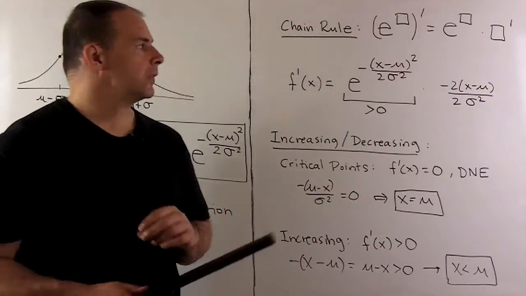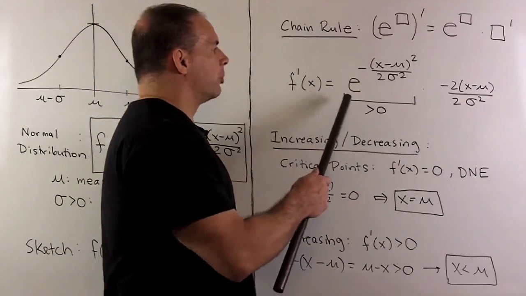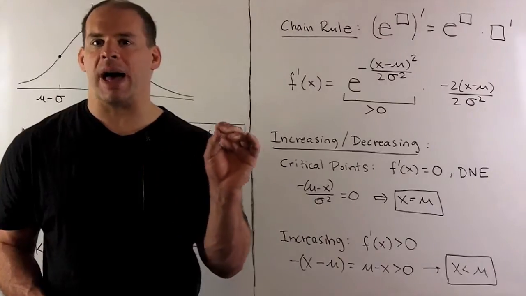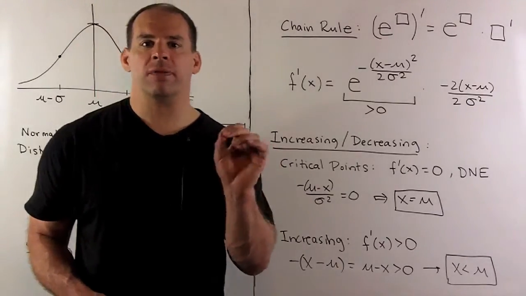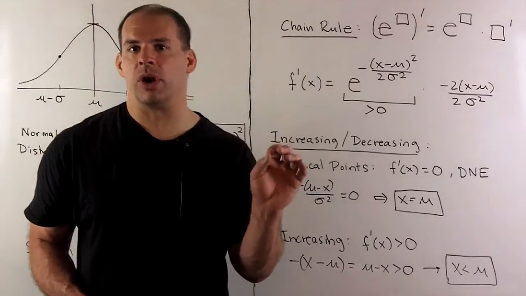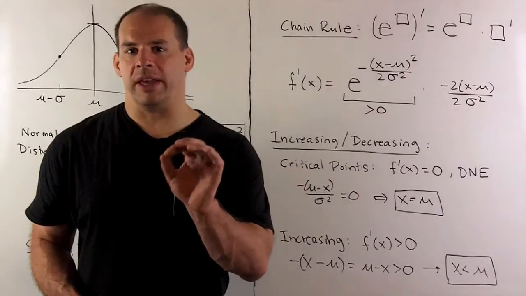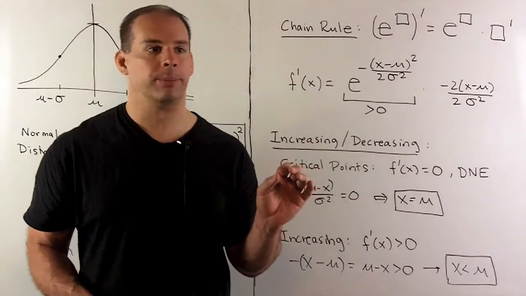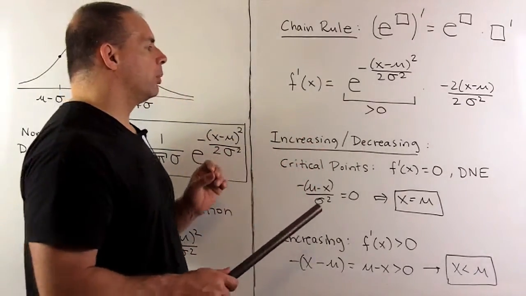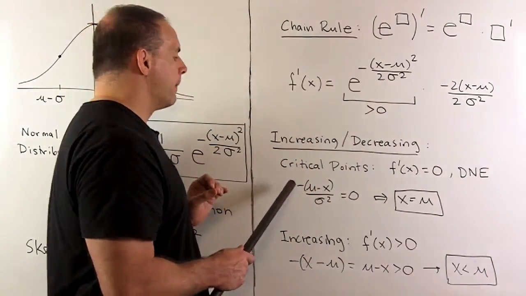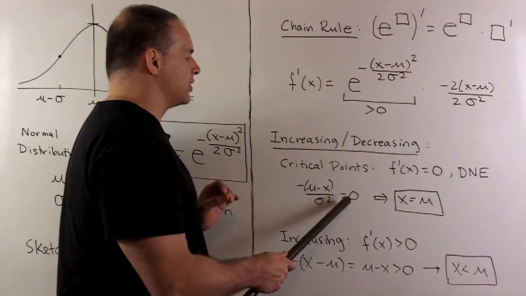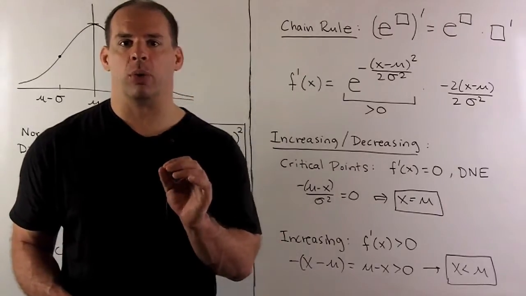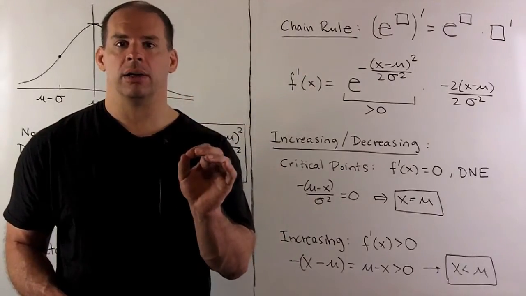Now, for our derivative, the part with the exponential: the exponential of anything is always a positive number. So it'll have no effect when we're looking for where the function is equal to 0. It'll have no effect on the inequalities when we look for greater than or less than 0. So we can just drop it. So for our critical points, I'm only looking for where minus x minus mu over sigma squared is 0, or x is equal to mu.